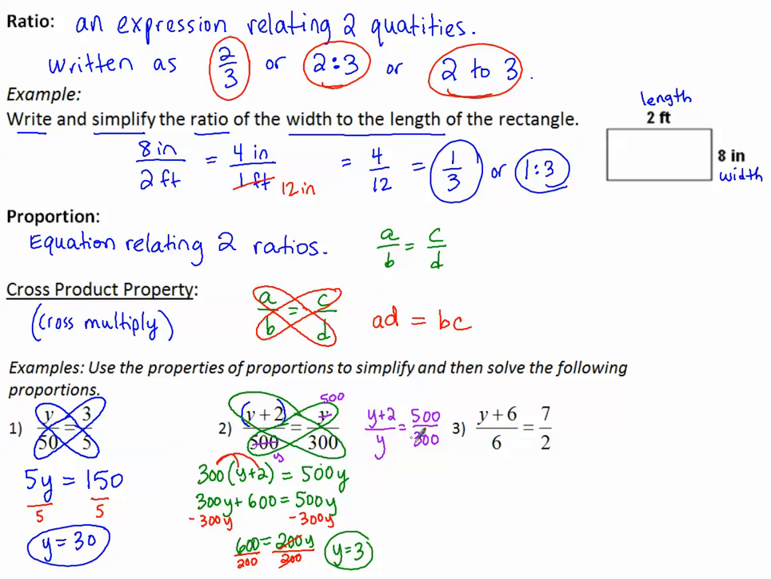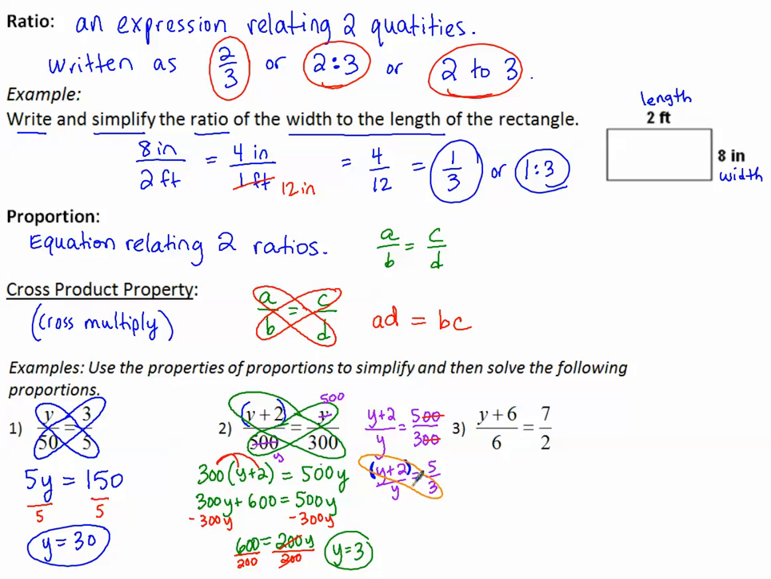Now this ratio can be reduced. 100 goes into 500 and into 300. And look at that, I have a much simpler equation: y plus 2 over y equals 5 over 3. Now when I cross multiply, my numbers are smaller. Still remember, put the parentheses when we have two things added or subtracted, or more than one thing. And now I can solve this equation, and it's easier.